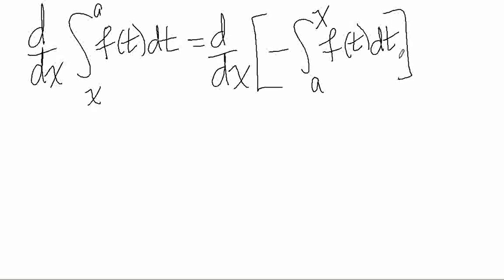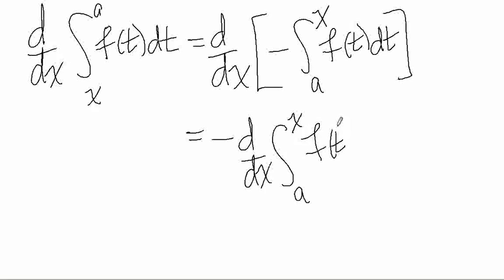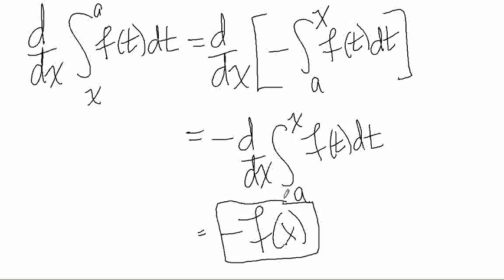Okay, and you also might know that the derivative of a constant times a function is just the constant times the derivative of that function. So in other words, I can put the minus on the outside. Okay, and now we finally have a version that there's no doubt that we can use the fundamental theorem of calculus for. So that is minus f of x. Okay?